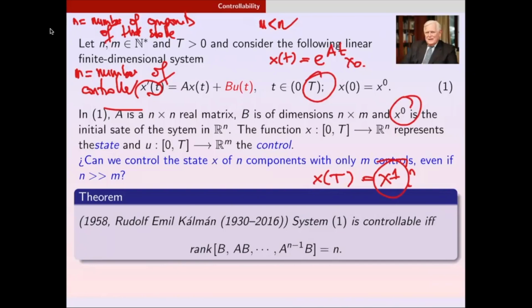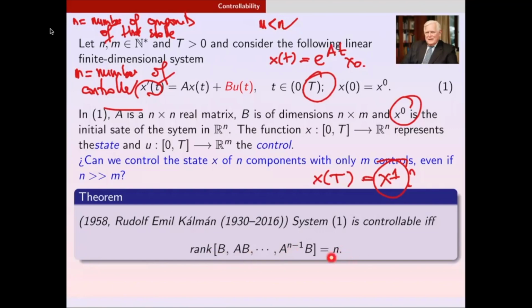And then the answer by Kalman was: a system is controllable if and only if this purely algebraic condition is fulfilled. The only thing he said you have to check to see whether a system is controllable is whether the rank of this matrix [B, AB, ..., A^(N-1)B] is equal to N.